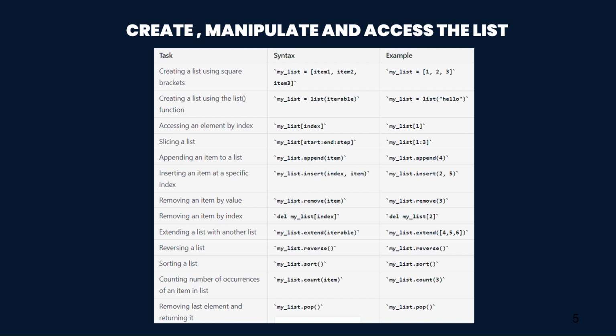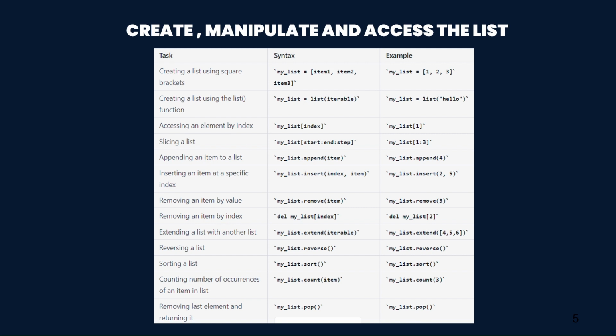Alright, then comes slicing a list. To get a particular range of elements, we write the starting index and the ending index between which we have to take the elements. Here we have written 1 to 3, so it will take the elements at index 1 and 2.